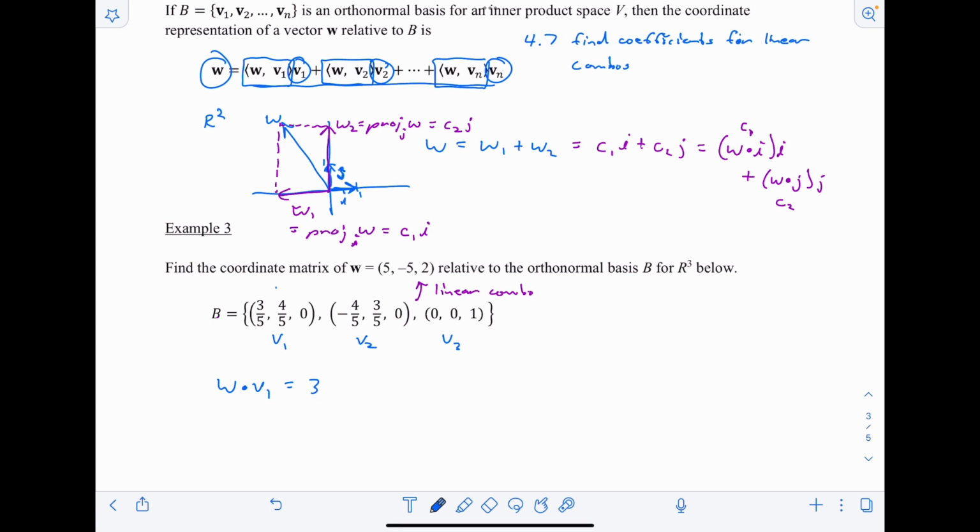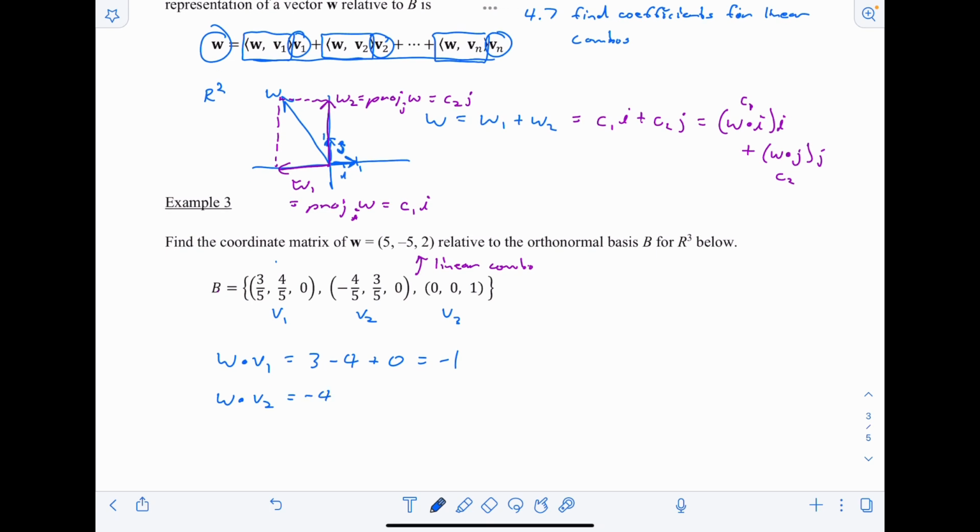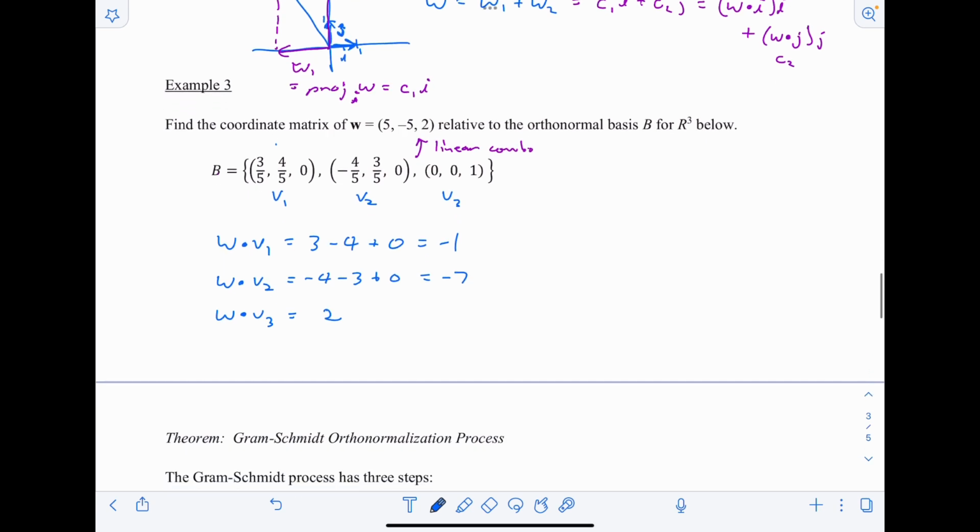Negative 5 times 4/5 is a negative 4. And then 0. So that is going to be negative 1. And then the dot product of W and V2 is going to be a negative 4. And then negative 5 times 3/5 is negative 3. And then another 0 is negative 7. And then the dot product of W and V3 is going to be 0, 0, and 2. So just 2.